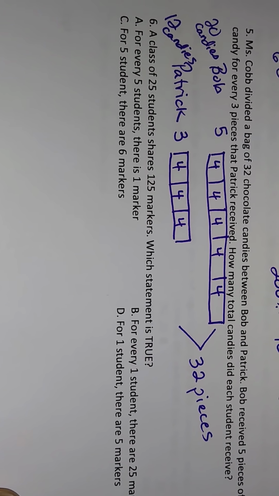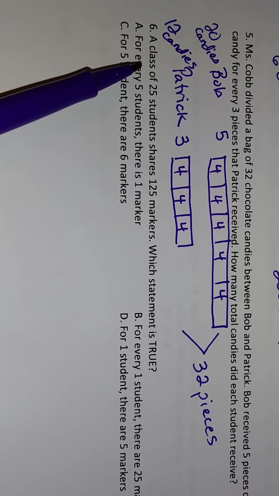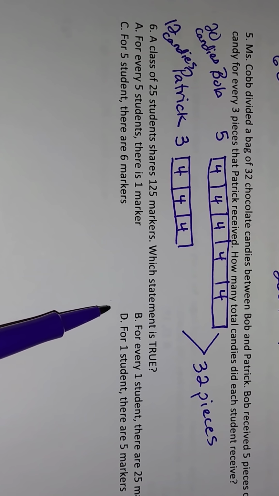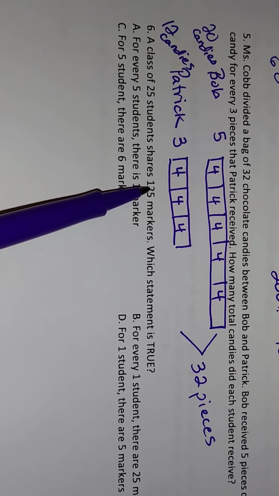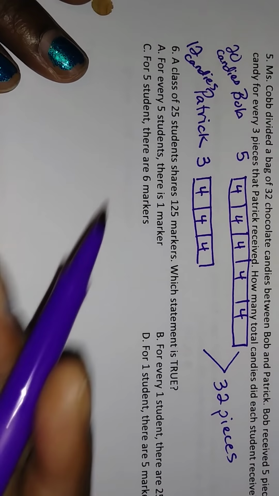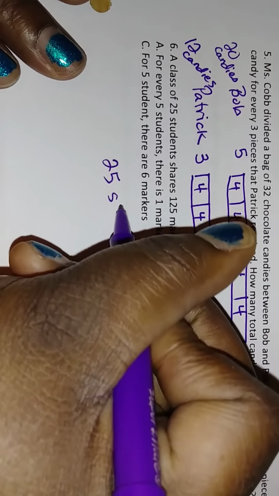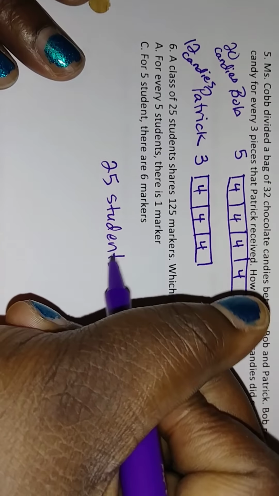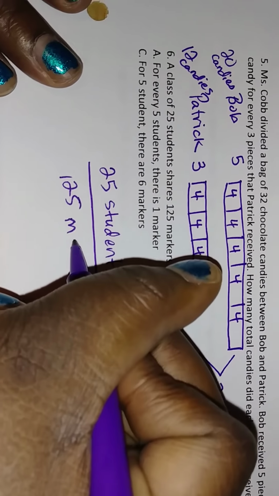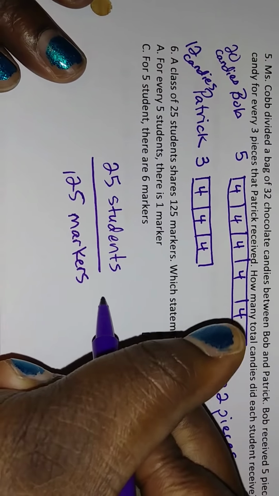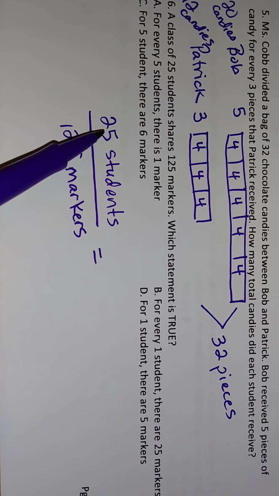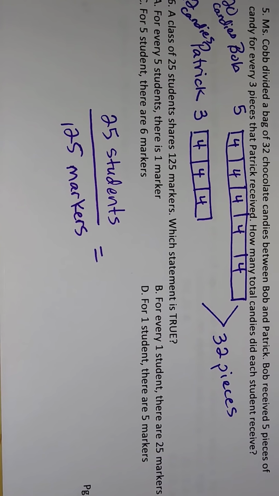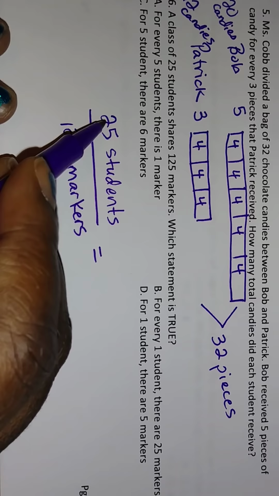So what this is basically asking us to do is to find which one of these answer choices will give us a reduced ratio from 25 to 125. So if I reduce this ratio, I have 25 students over 125 markers. And I'm going to find the greatest common factor and reduce this down or simplify it. The greatest common factor between 25 and 125 is 25.